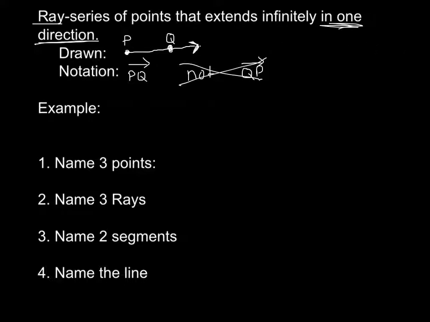Our next word, looks like we have an example here. Here's our example. We have a line, and this goes on. I have my A, my B, my C, then I have from point B going up, I have a point D. Okay, A, B, C, D, there we go. So we need to name 3 points.